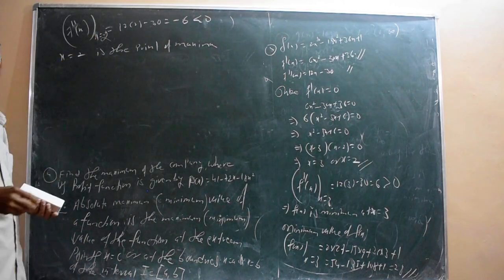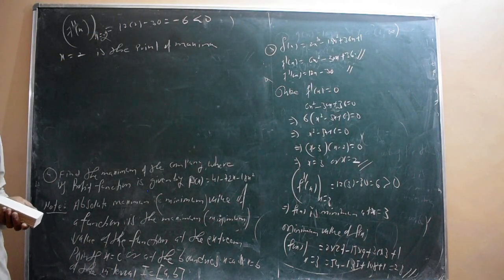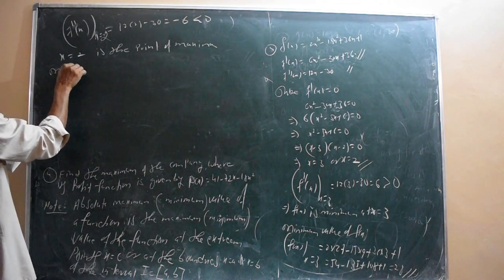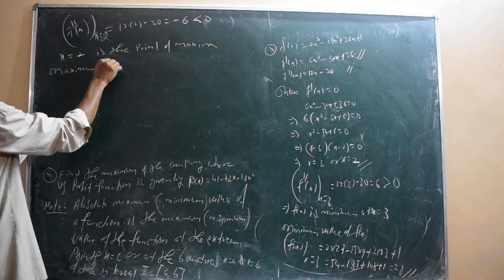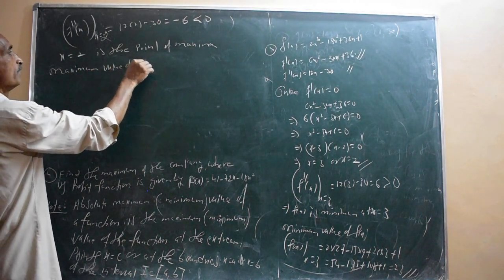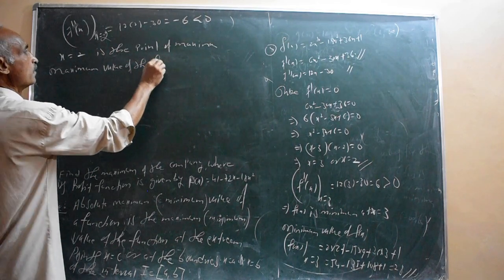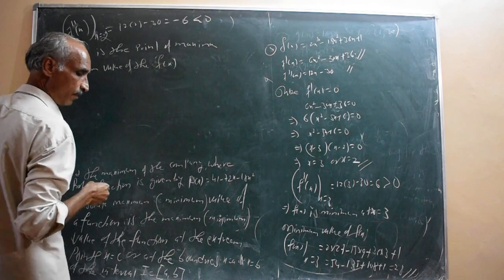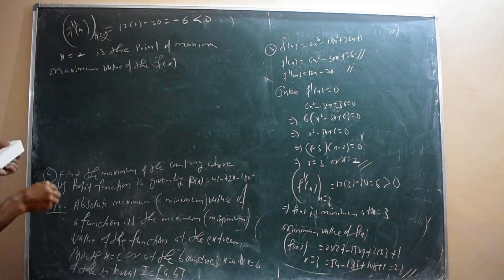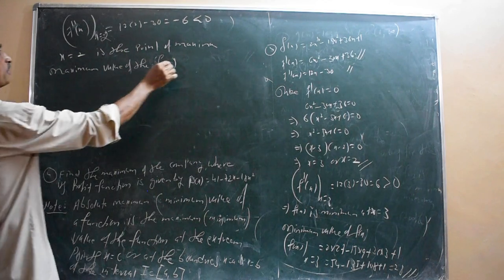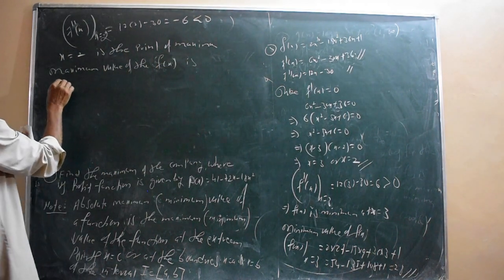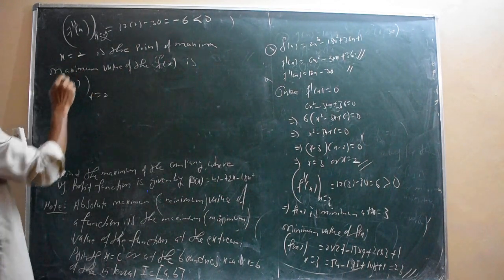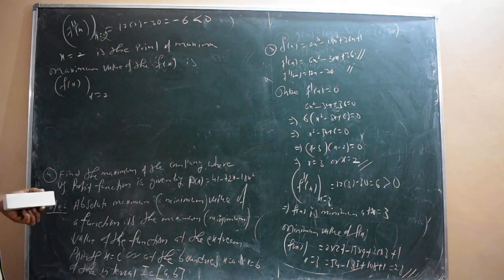Let us work out the maximum value. How to get the maximum value? In f of x, take x is equal to 2. Therefore, the maximum value of the function. f of x means function of x, the equation in x. In f of x, take x is equal to 2. The extreme point is 2, x is equal to 2.